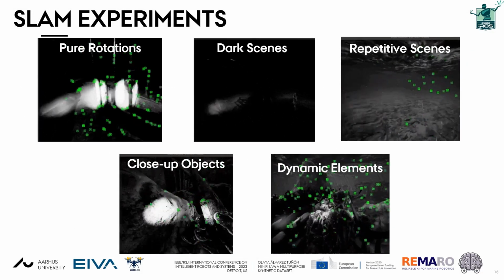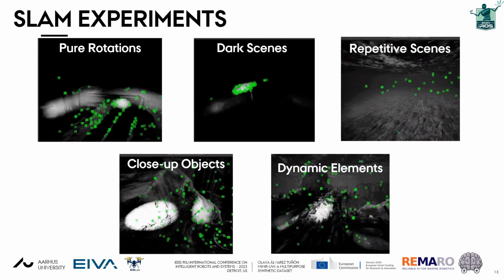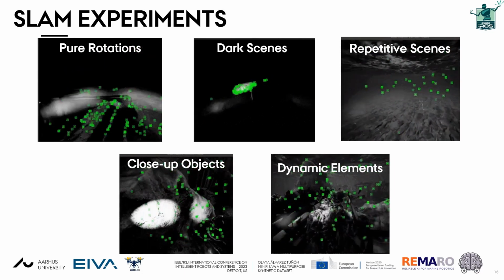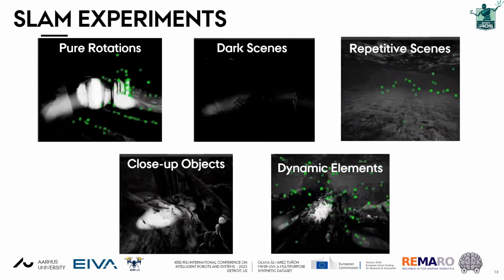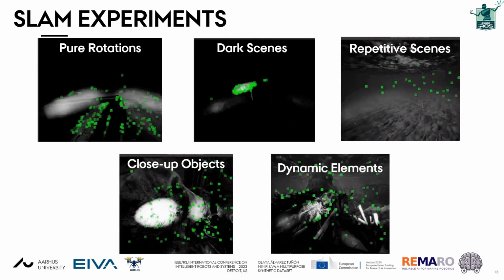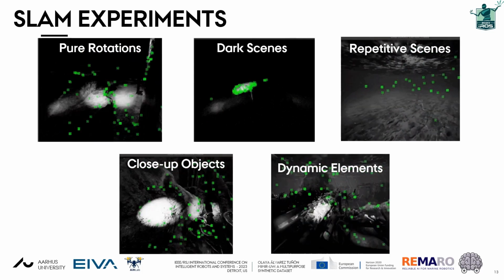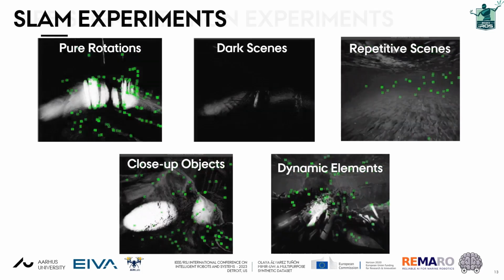The SLAM experiments carried out allowed us to identify the challenges for SLAM that the dataset presents, such as pure rotations, dark scenes, repetitive scenes, moving with respect to close-up objects, and presence of dynamic elements, all of these situations making SLAM either drift or fail.